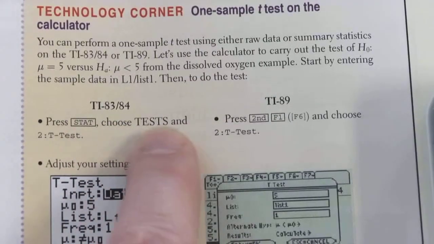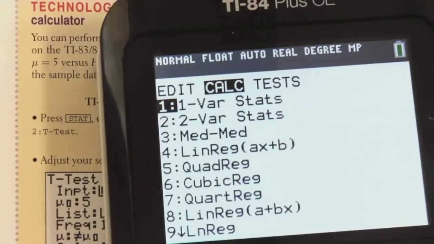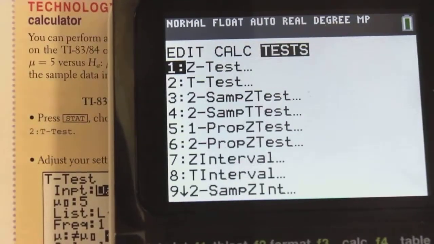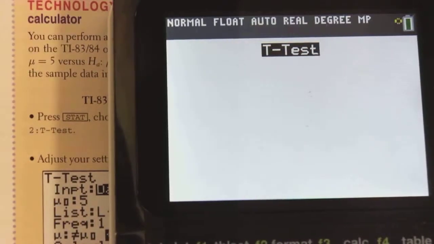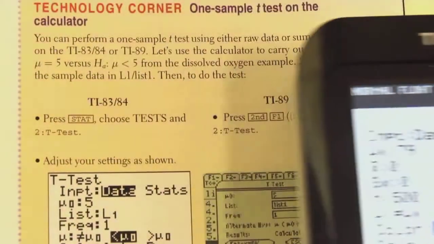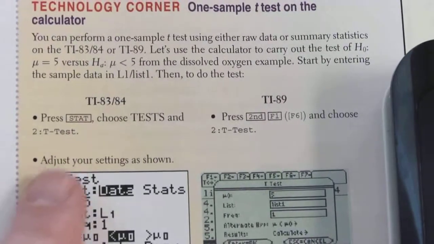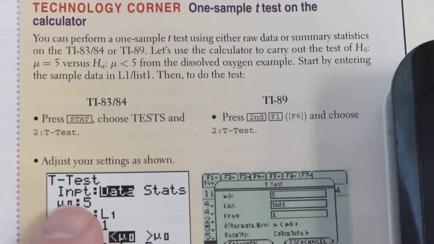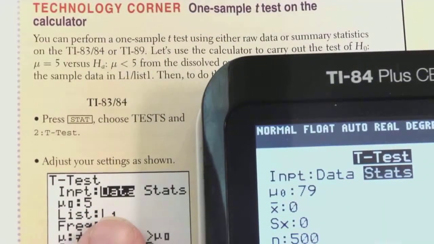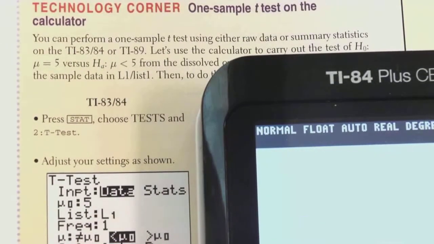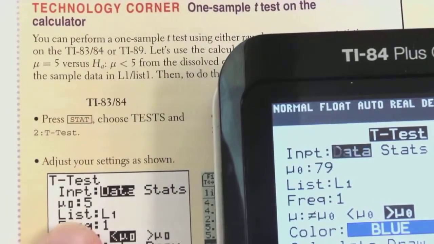Okay, so we're hitting stat and then choosing test, and we want number 2 for the t-test. Okay, so go over, that's right, Elise, go over to test. We want the t-test, not the z-test. Number 2, and we have to put in some information now. Okay, so we're going to do data. So arrow over, make sure your data is highlighted.